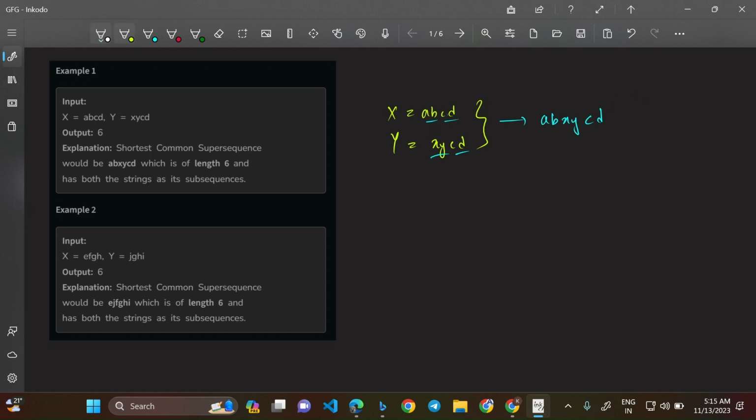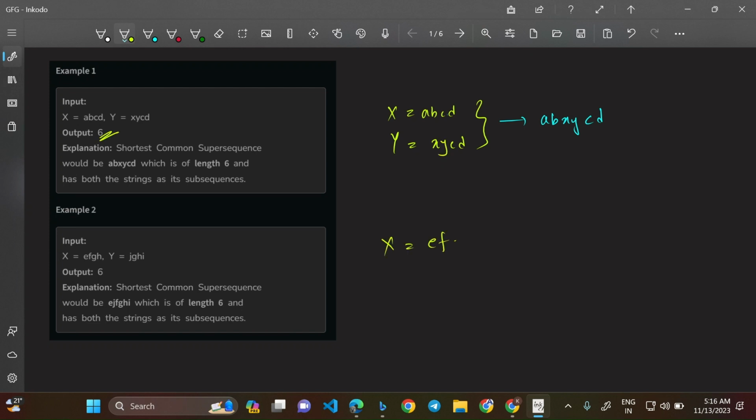Now what are the other possibilities? You can even add a, you can even add d, you can even add e, f, you can even add a, z. There are a lot of strings that have both x and Y as subsequences, but they have clearly mentioned to return the shortest one. What do we mean by the shortest one? You do not need any extra characters apart from the characters that are present in x and Y. We'll frame that approach, but right now just understand why abxycd is the answer, I mean, why length 6 is the answer. That is the question. Now come to this particular question.